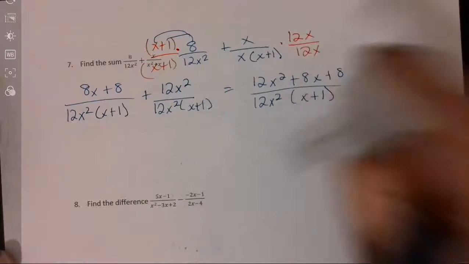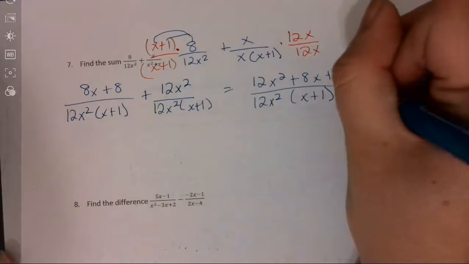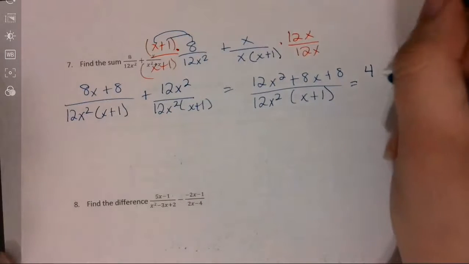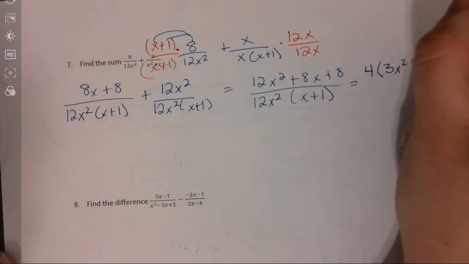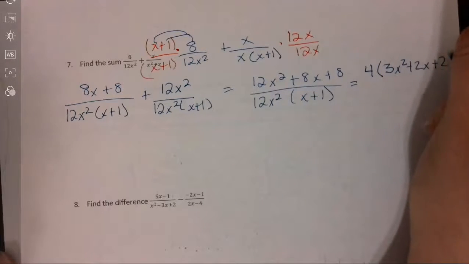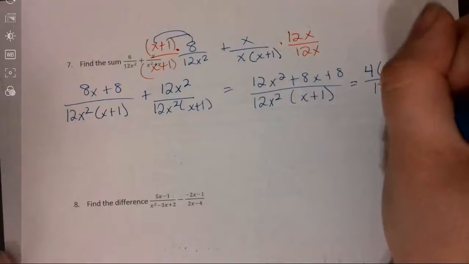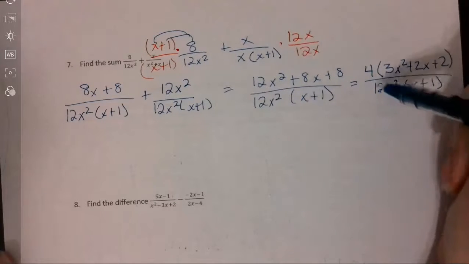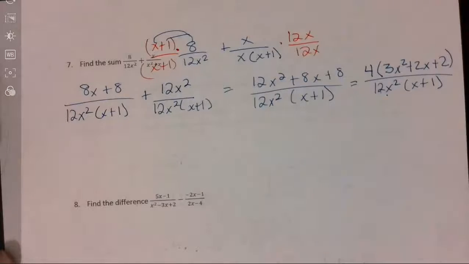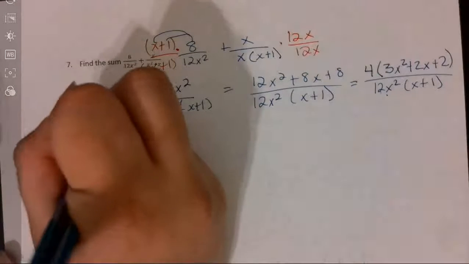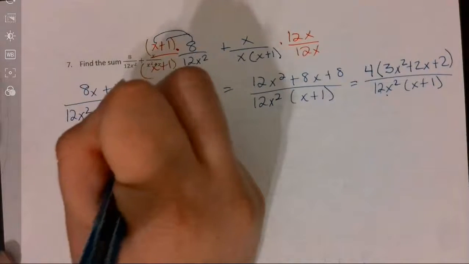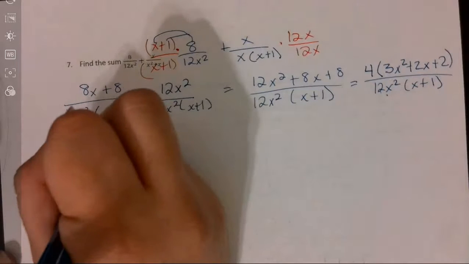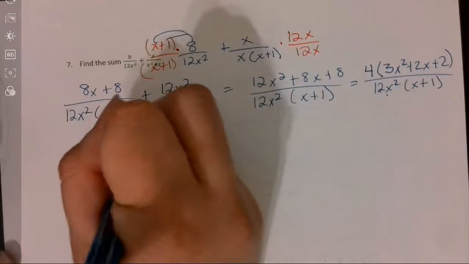I want to factor my first one if possible. First off, I can see they're all divisible by 4, so I want to write a 4 on the outside. Then I have 3x squared plus 2x plus 2 over 12x squared x plus 1. 4 and 12 can both be divided by 4, so I'm going to get rid of the 4 on my numerator. I have 3x squared plus 2x plus 2 over 3x squared x plus 1.